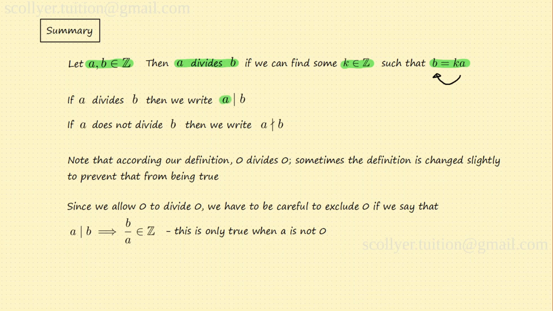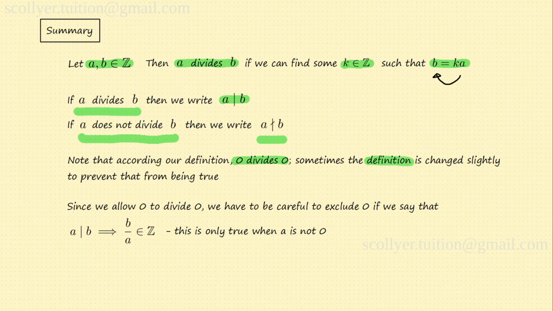And we read this notation, a bar b, as a divides b, and a crossed bar b as a does not divide b. And it's important to be aware that according to our definition, 0 divides 0. Sometimes you will see a slightly different definition that prevents that from being true. So sometimes 0 divides 0 is excluded by definition.